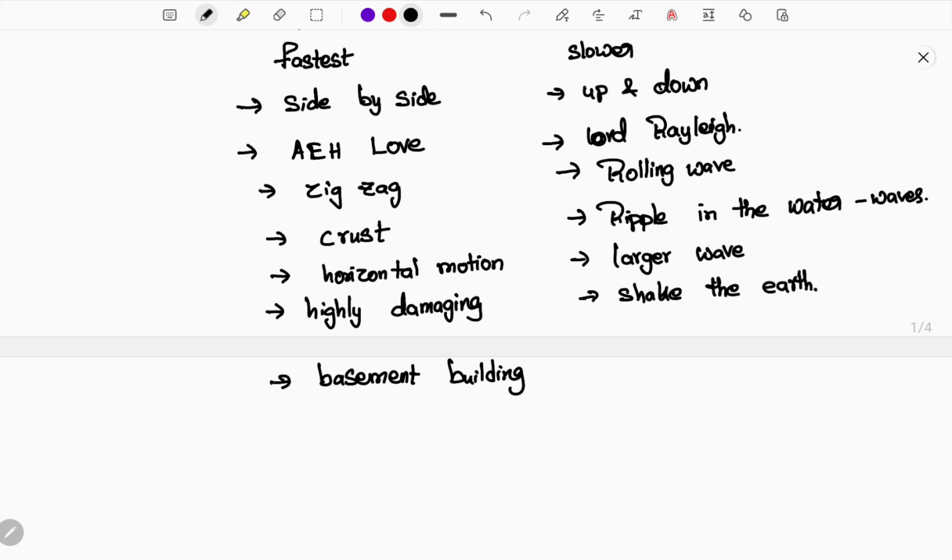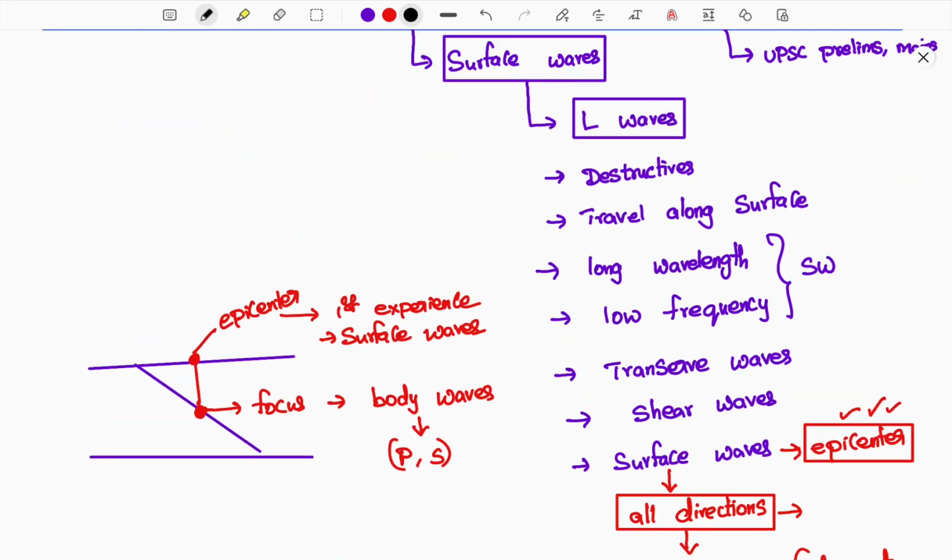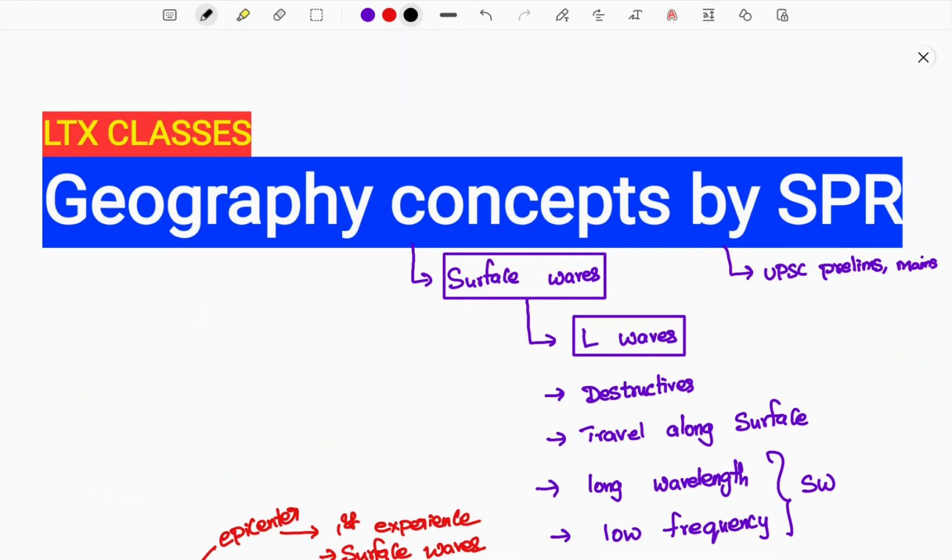So this is what we understand about Rayleigh waves and love waves. This is what we learned through the comparative analysis of love waves and Rayleigh waves. Overall we have understood what surface waves are, how they start, their generation and the details. We have concept clarity about the surface waves.